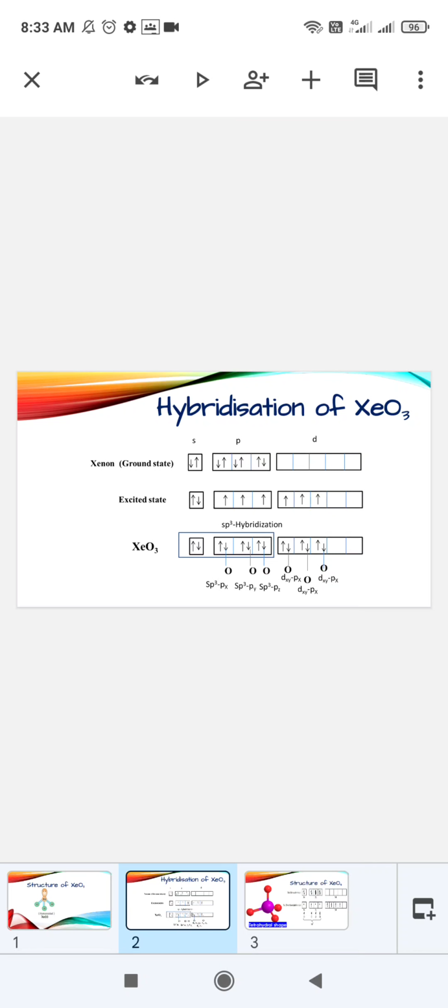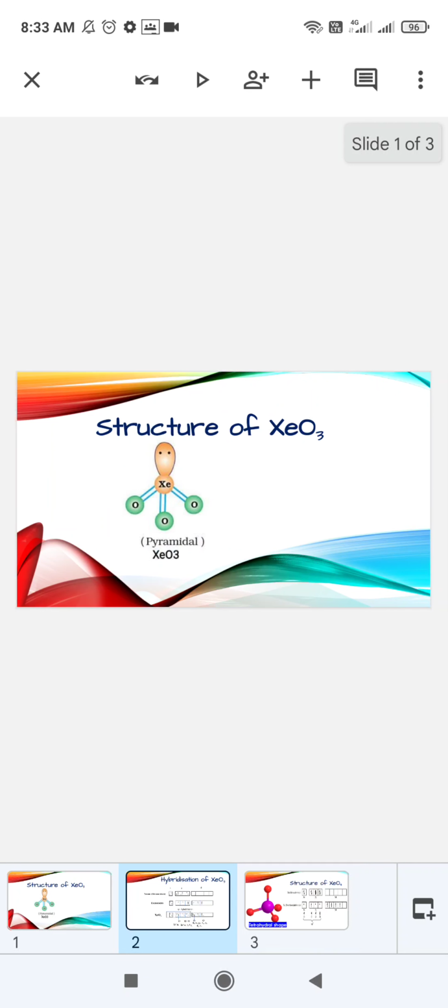We know that the sigma bond is formed by the end-on overlapping of the hybridized orbital and the p orbital of the oxygen atom, and we have to make 3 pi bonds with the oxygen atom. For that, the half-filled d orbitals of xenon are utilized, and the half-filled orbitals of xenon form sidewise overlapping with the p orbital of the oxygen atom.